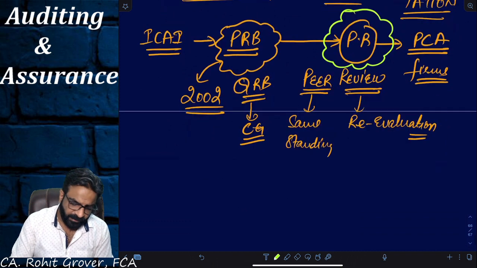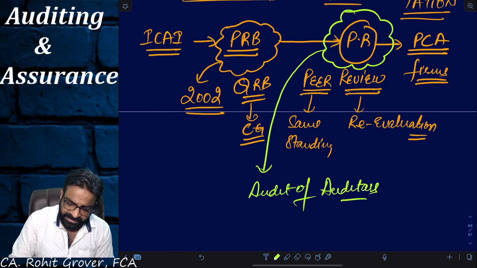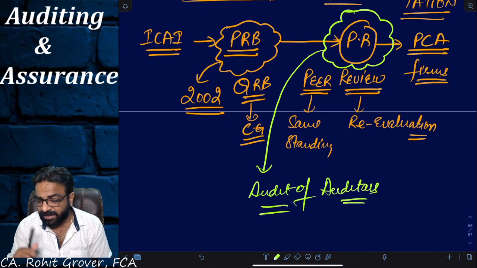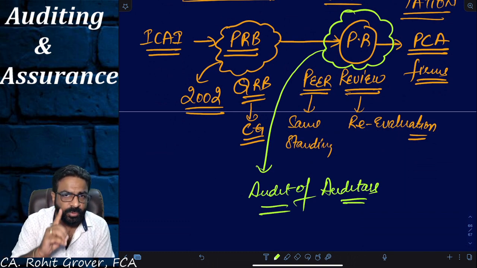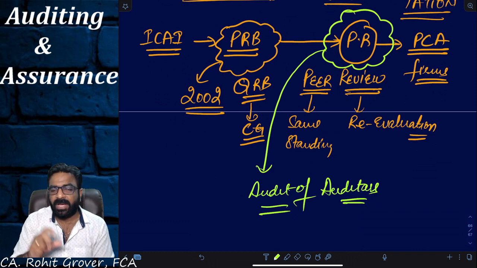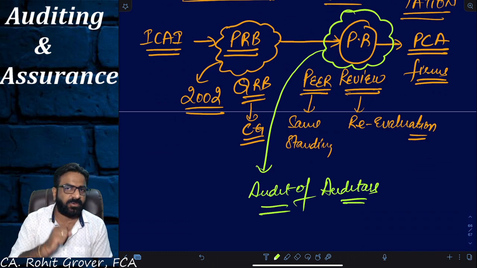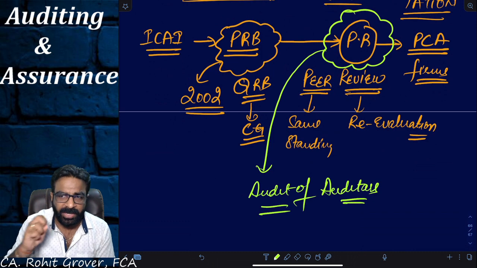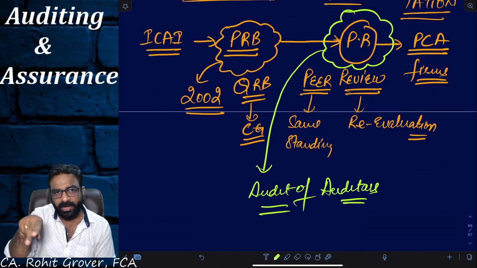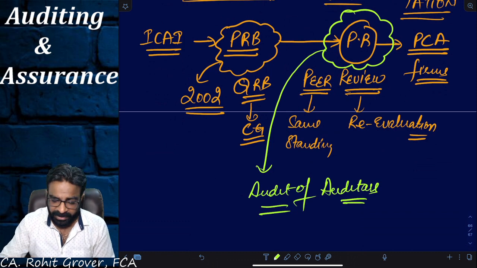So what do you mean by peer review? Peer review stands for audit of auditors. It means ICAI is checking that when you are doing the audit of your client, are you doing the proper documentation? Are you following the standards on auditing or not? Are you following the laws and regulations or not? Are you following the acts or not? Are you maintaining the quality or not? So ICAI is doing the audit on its own chartered accountants only. So that is called the audit of auditors concept.